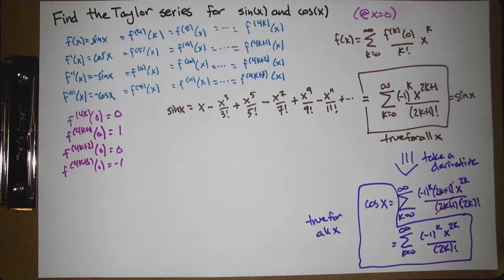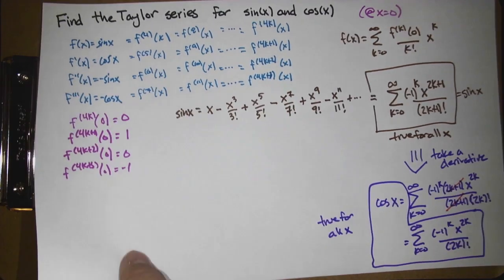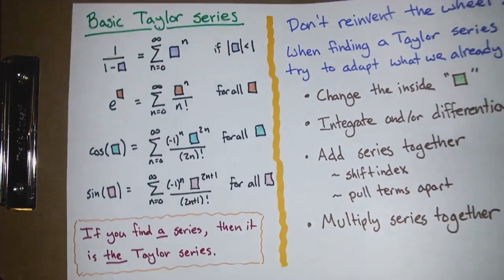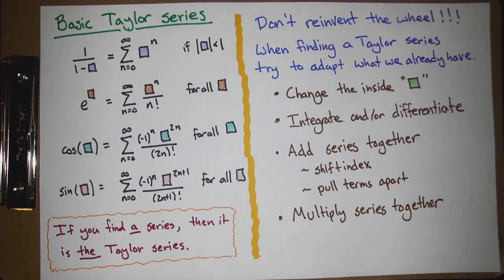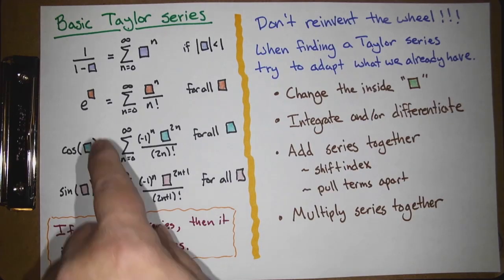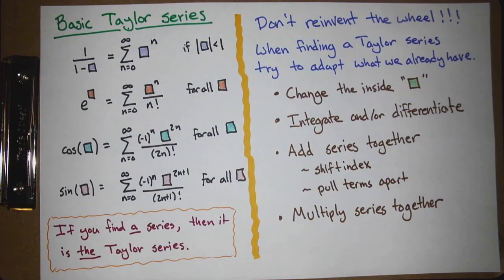Okay, so what do we have? In summary, we have 4 basic Taylor series. And you're thinking 4? Steve, you miscounted. We only talked about 3. Actually, we did 4. Geometric series are Taylor series.